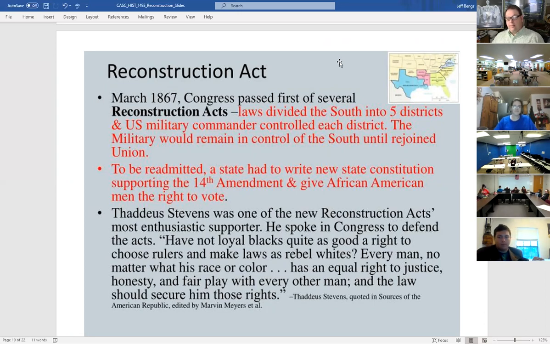the Radical Republicans said, we don't recognize the states and their governments under President Johnson's plan. We are going to divide them up into 5 districts and have our military commanders control those districts. And they're going to remain there until the South eventually comes back into the Union, and they will be readmitted when they write a new constitution for their state that supports the 14th Amendment and gives African American men the right to vote.